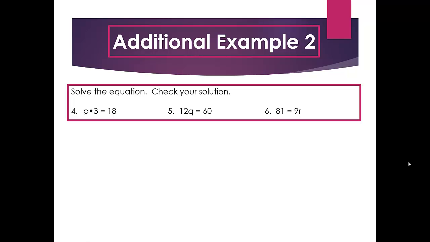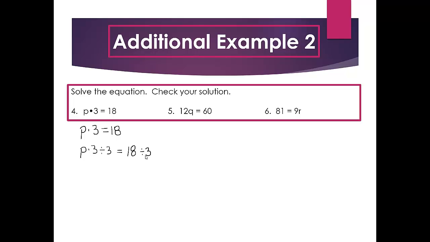Now we have an additional example. You can pause the video and try it on your own, or you may follow along. For number 4, we have p times 3 equals 18. For this problem, we are multiplying 3 and p. The opposite of multiplying by 3 would be to divide by 3. So we can have p times 3 and then divided by 3, and that would be equal to 18 divided by 3.